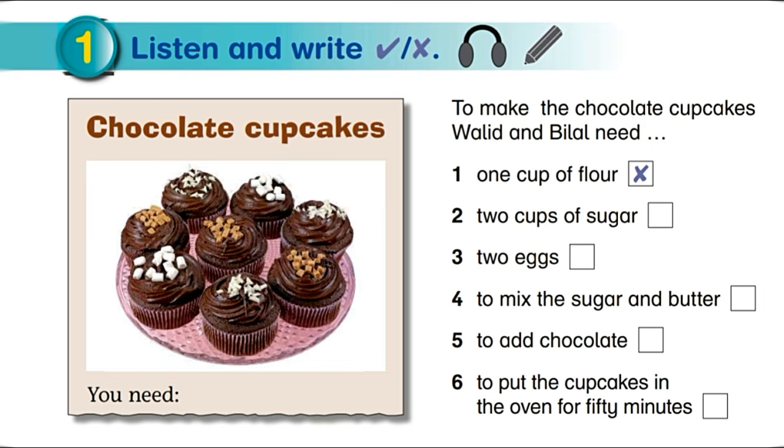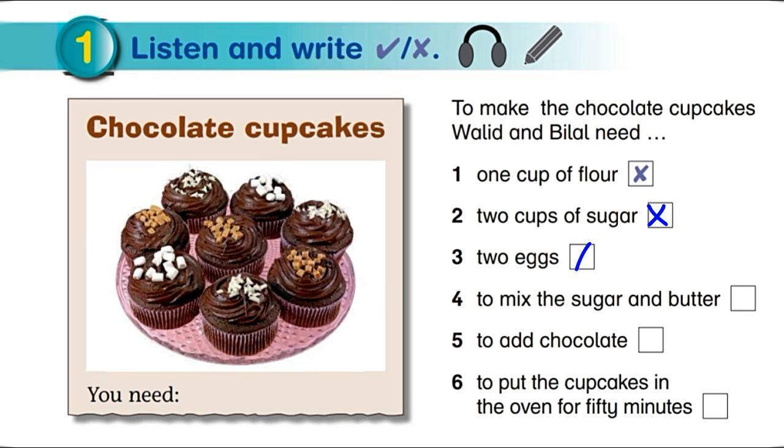Track 21. How much flour do we need? We need 2 cups of flour, 1 cup of butter, 1 cup of sugar, and a cup of milk. How many eggs do we need? 2 eggs. Anything else? Chocolate.